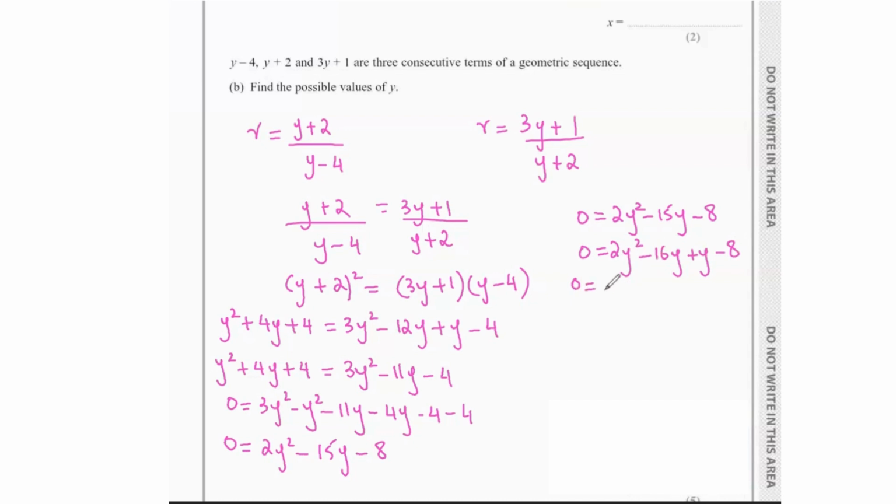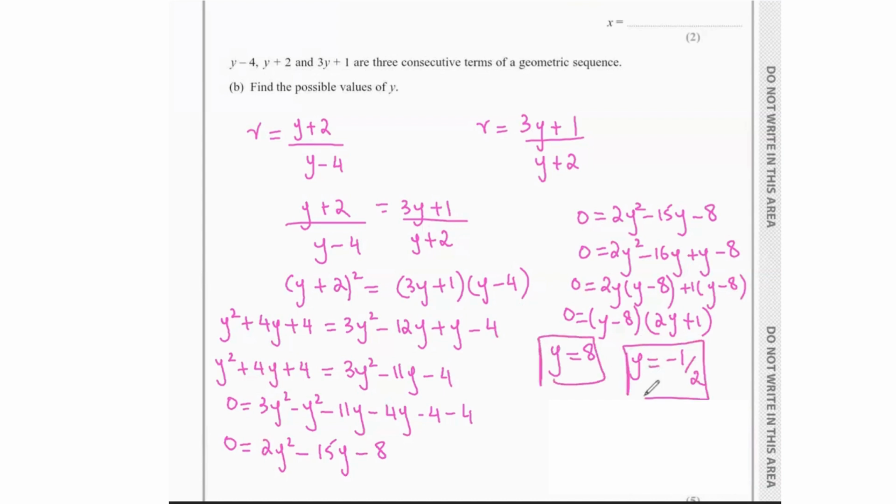Between the first two terms, we have 2y common, so y minus 8. And between the last two terms, we have 1 common, so again y minus 8 inside the brackets. Between 2y and plus 1, we have y minus 8 common. So y minus 8 times 2y plus 1. One value of y is 8 and the other value is negative 1 over 2. These are your possible values of y.